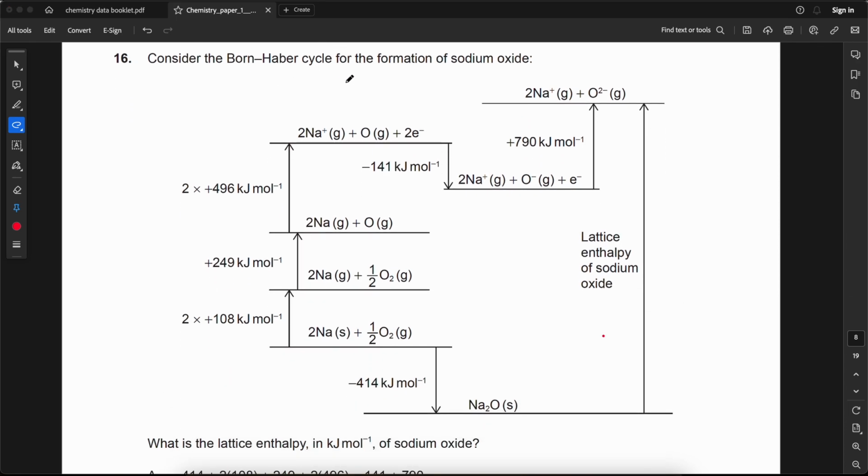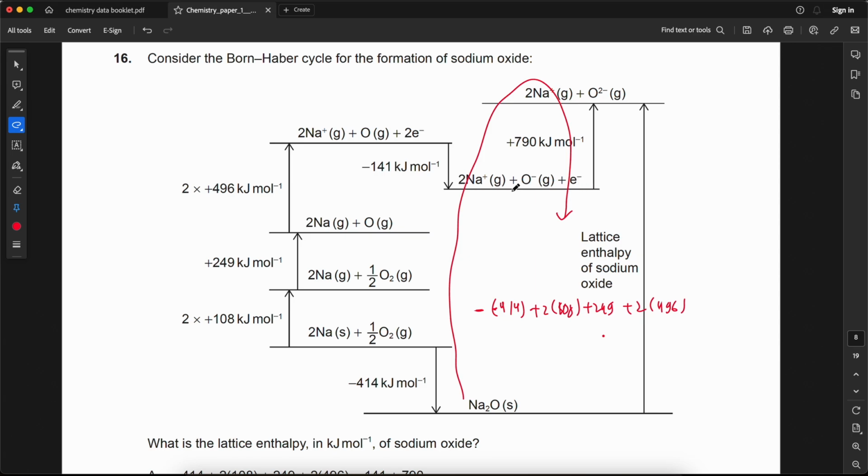Consider the Born-Haber cycle for the formation of sodium oxide. This will be direct route, and this will be indirect route. Okay, so as it has the opposite direction, so this will be negative 414, and you can see that it has the same direction, so all of them will be positive. And don't get confused with this one.